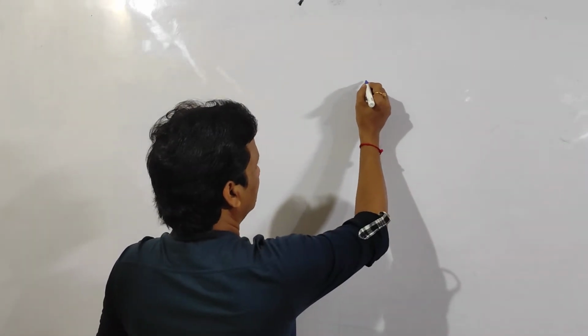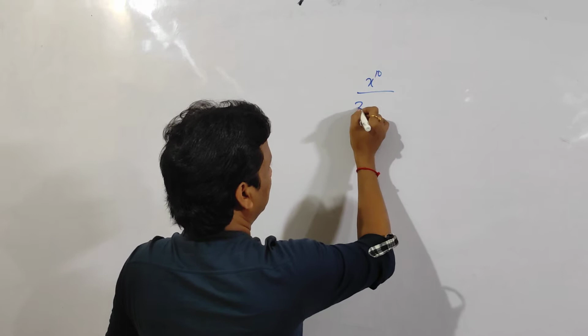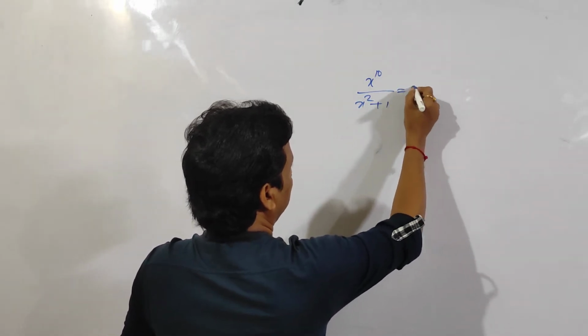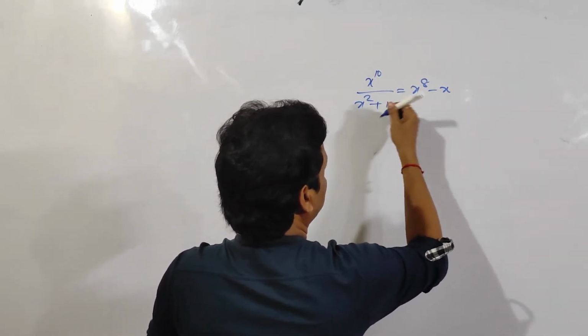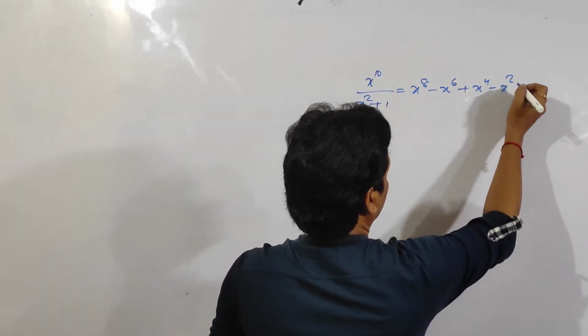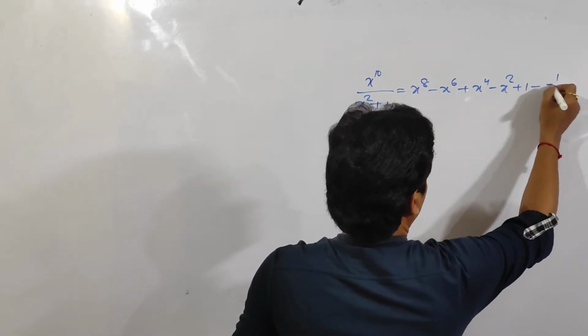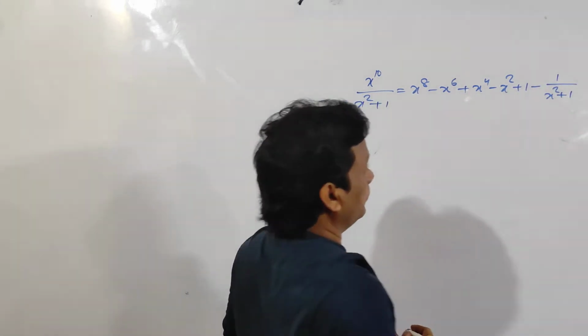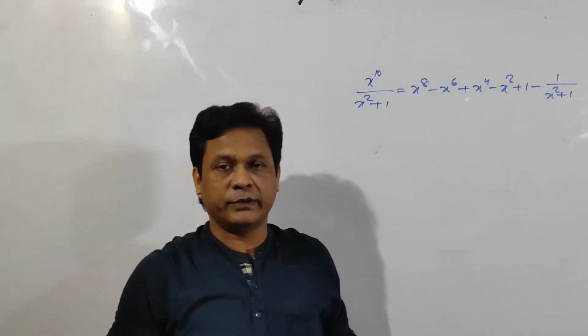Good morning. In my last video, I told you that I will give you another interesting formula which can be done in a single line also. In my previous video, I told you x to the power 10 divided by x squared plus 1 will give x to the power 8, then x to the power 6, then x to the power 4, then x squared, then 1 minus 1 by x squared plus 1. I told you, and you should not take the power as negative.